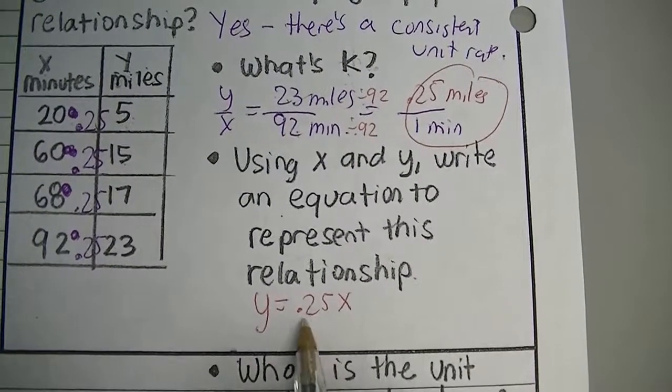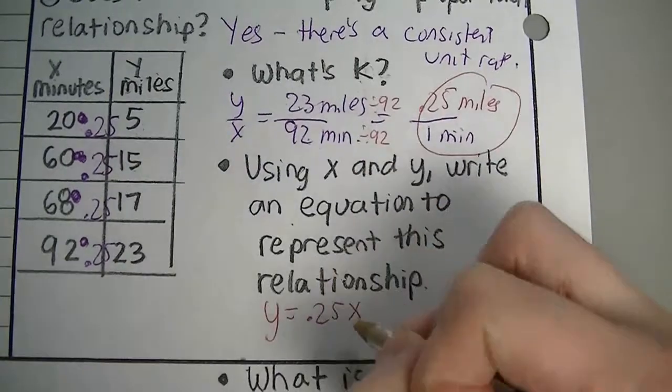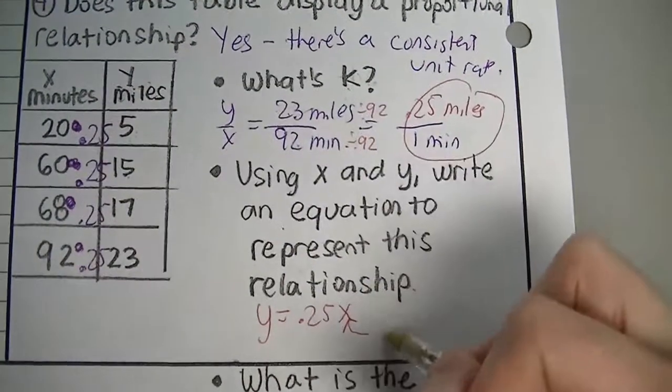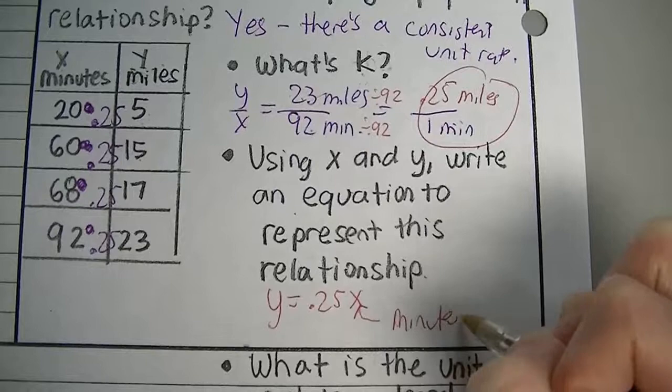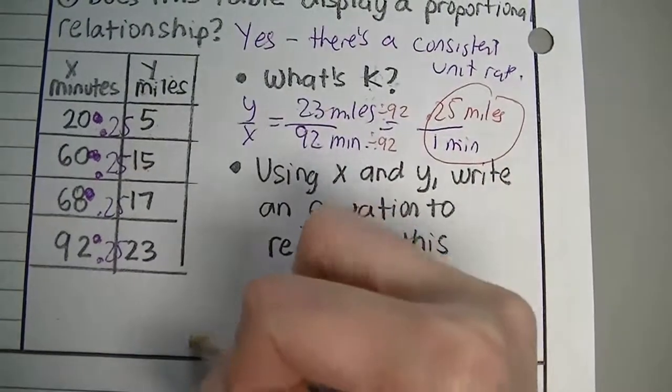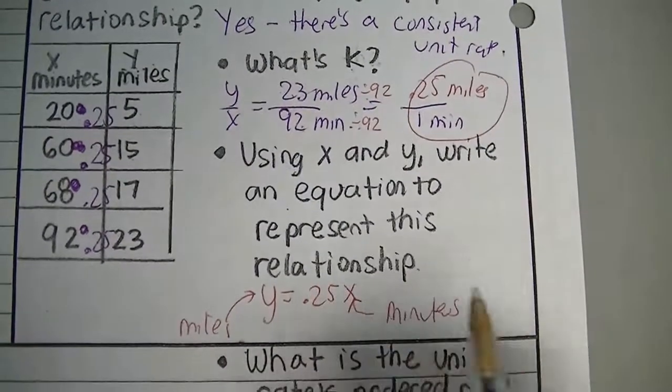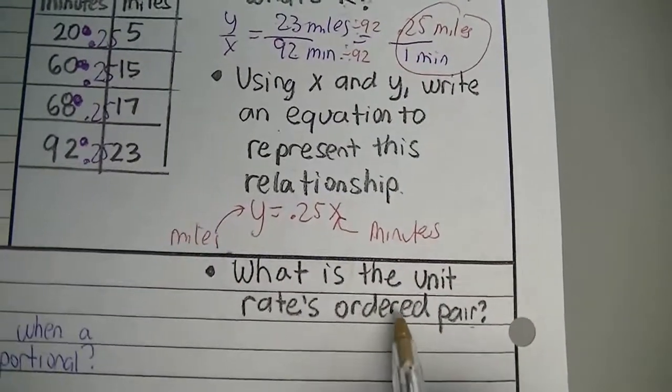Or you can switch that around. 25/100ths times x equals y, same thing. But I do want you to label it. What does x stand for? It's minutes. And what does y stand for? Miles. Okay?